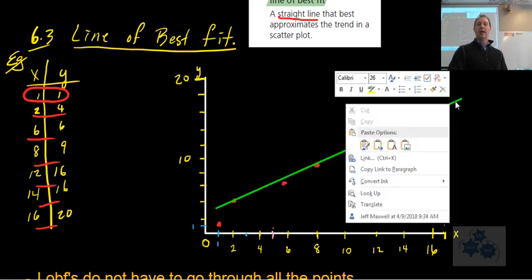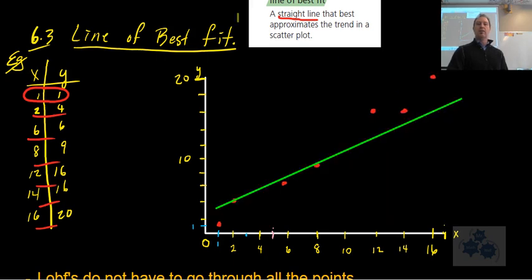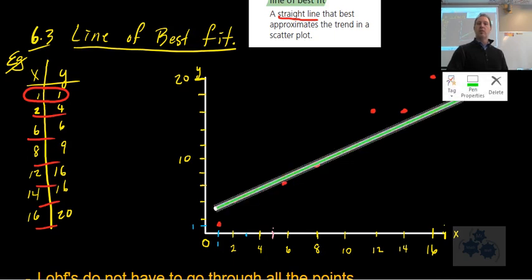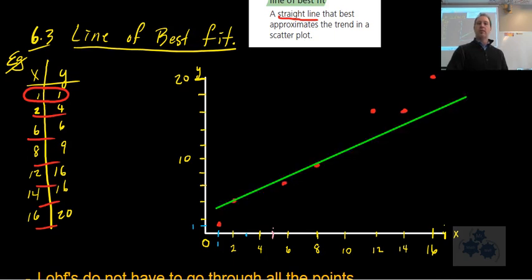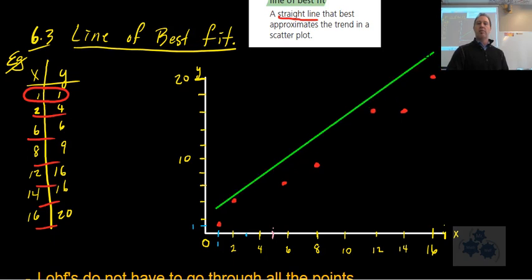So what we want to do, maybe, is let's just try and manipulate this line a little bit. What we might want to do is move this line up a little bit. Now, is this a good line of best fit? We're getting close, but we have all the points underneath the line. That's not a good line of best fit.